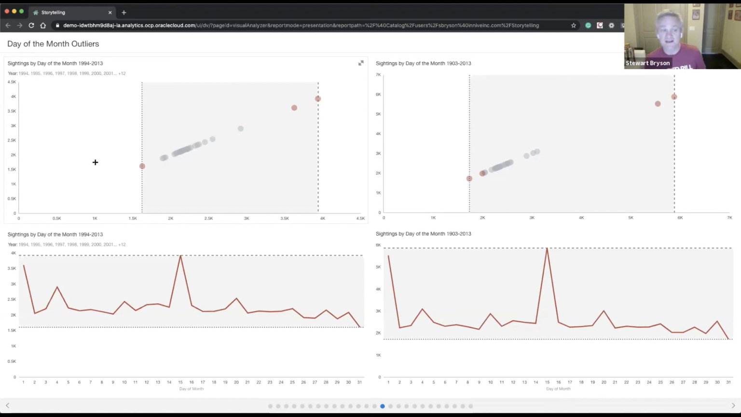But what I did here was actually chart the number of sightings against itself so that I could give you this nice diagonal line and then introduce the max and min feature of OAC to show you the distance is longer in the overall period than it is in the modern period. So, again, I also introduced outliers.